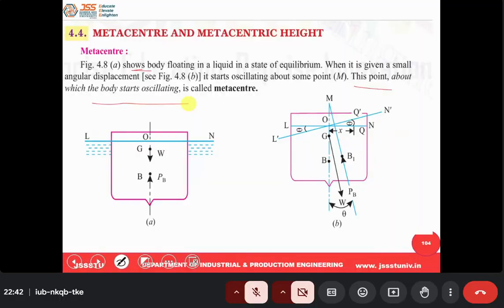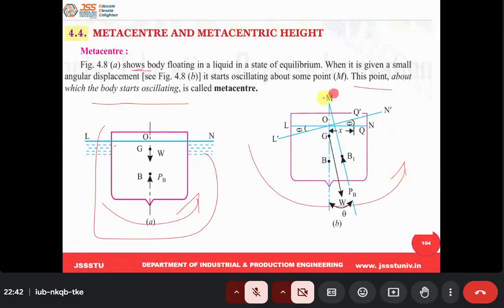So consider this ship. Okay, ಏನ್ ಹೇಳ್ತಾ ಇದ್ದಾರೆ, when it is given a small angular displacement, ಇವಾಗ ಹಿಂಗೆ ಶಿಪ್ ಇದೆ ಅನ್ಕೊಳ್ಳಿ, ಒಂದು ಬಾಡಿ ಇದೆ ಇಲ್ಲಿ, ಇದನ್ನ ಈಗ ಸ್ವಲ್ಪ ಡಿಸ್ಪ್ಲೇಸ್ಮೆಂಟ್ ಮಾಡ್ತೀನಿ, ಹಿಂಗೆ ರೊಟೇಟ್ ಮಾಡ್ತೀನಿ. ಅವಾಗ ಇದು ಶಿಪ್ ಹಿಂಗೆ ರೊಟೇಟ್, ಆಕ್ಸಿಲೇಟ್ ಆಗ್ತಾ ಇರುತ್ತೆ ವಿತ್ ರೆಸ್ಪೆಕ್ಟ್ ಟು ಒಂದು ಪಾಯಿಂಟ್ಗೆ. ಅದನ್ನ it starts oscillating about some point M. This point about which body starts oscillating is called meta center. ಯಾವ ಪಾಯಿಂಟ್ಗೆ ಅದು ವಿತ್ ರೆಸ್ಪೆಕ್ಟ್ ಟು ಆಕ್ಸಿಲೇಟ್ ಆಗುತ್ತಲ್ಲ ಅದನ್ನ ಮೆಟಾ ಸೆಂಟರ್ ಅಂತ ಕರಿತೀವಿ.